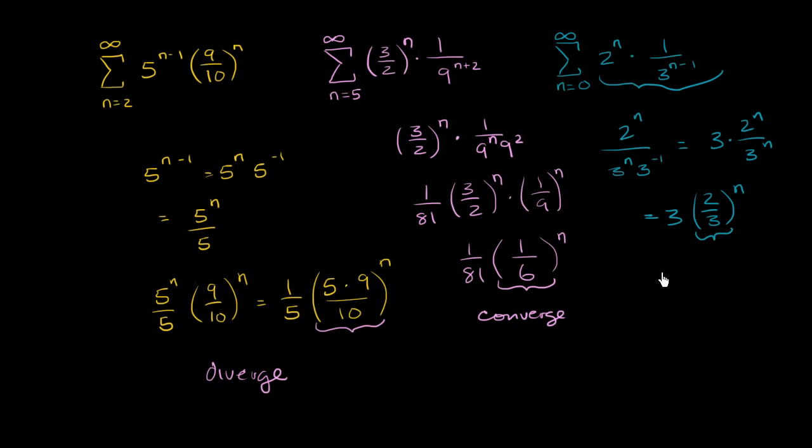So all this business is the same thing as 3 times 2/3 to the n. Common ratio, its absolute value, 2/3, is clearly less than 1. So once again, this infinite geometric series will converge. It will give you a finite value.